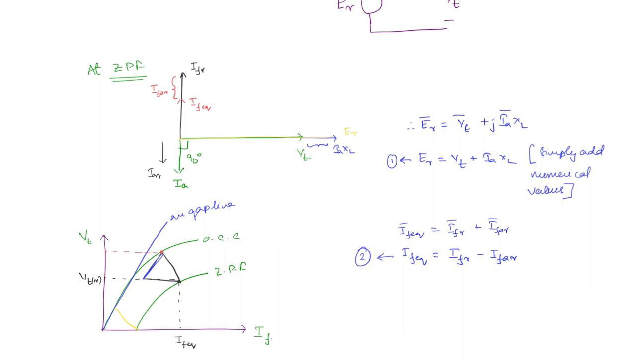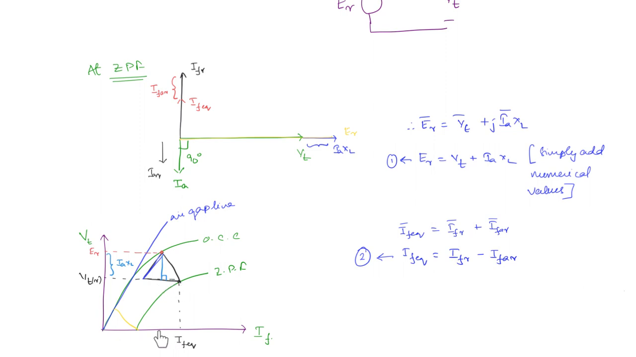So this value is ER. But from the first equation, what do we have? ER is equal to VT plus IAXL, which is the drop across the leakage inductance. So ER is this; on this axis, this entire part is ER, this part is the terminal voltage. So the remaining part that we have here is the drop across the leakage reactance. So this part is nothing but the perpendicular drop here. So this is equal to IAXL.